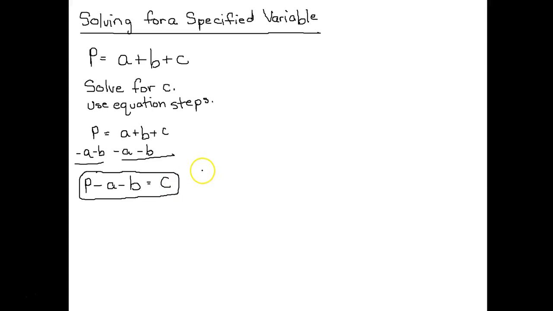Let's see, how about if you have something a little more complicated? What if you have something like this? What if you have y equals a times (x minus h) squared plus k, and you need to solve this for a.